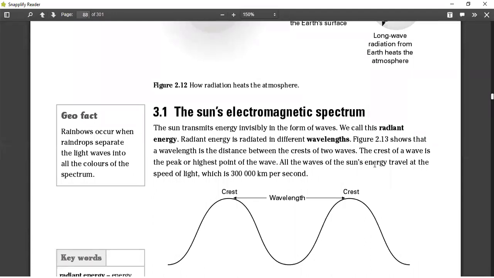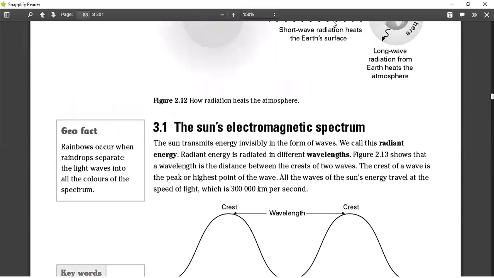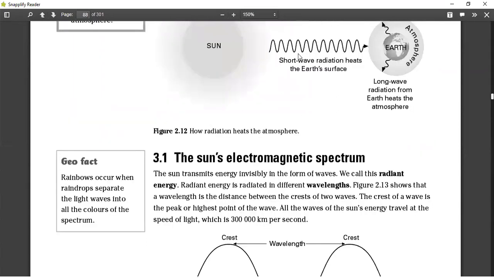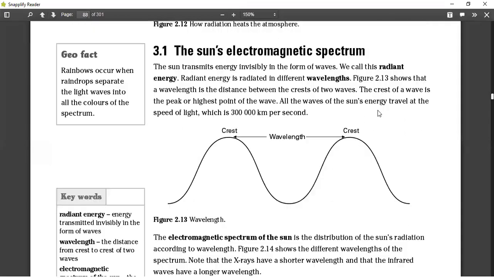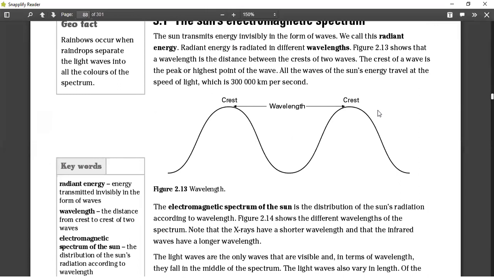All the waves of the sun's energy travel at the speed of light, which is 300 kilometers per second. So the movement of heat from the sun to the earth is shortwave radiation, and then it moves in waves, and then it is radiant energy. Okay, so radiant energy is moving invisibly in the form of waves from the sun to the earth.